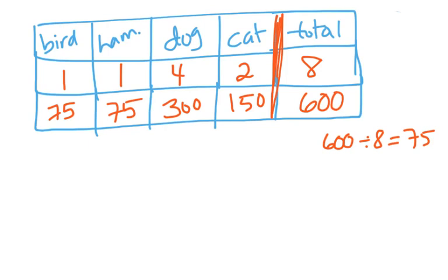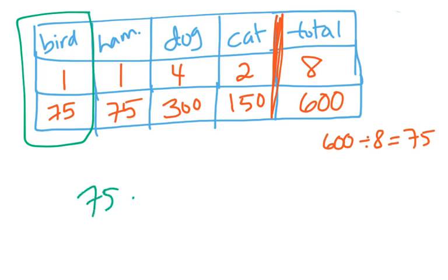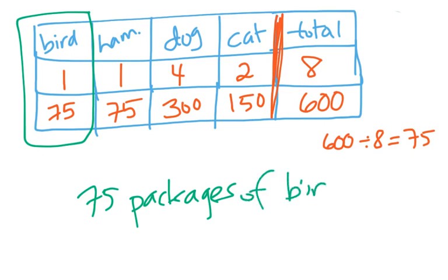So we do this work in order to be able to figure out the number of packages of bird food that he buys. And of course we can see that now in the table. He needs to buy 75 packages of bird food in order to feed the birds at the pet store.